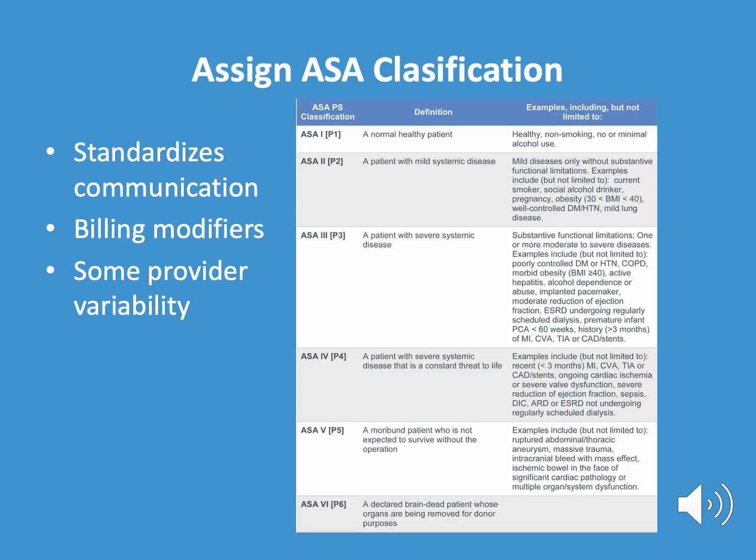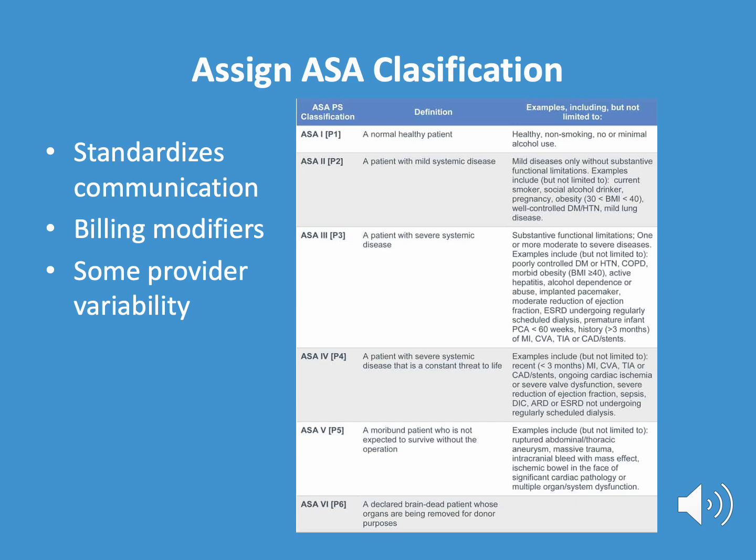The last part of anesthesia assessment is assigning an ASA classification. This is important because many specialties use this system. ASA stands for the American Society of Anesthesiologists. We assign patients a number based on the type and severity of their comorbidities, typically from 1 to 5. 6 is a brain dead patient for an organ harvest.